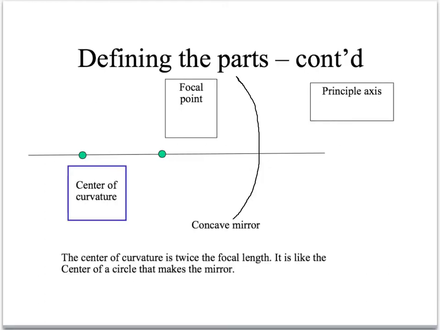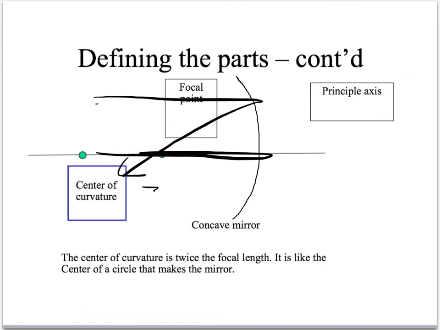So if we have a concave mirror, we call it that because light comes in this way, and it's caved in towards the light. If you see that, it's caved in, so it's a concave mirror. It has a focal point. And that's where all the light rays, if they bounced off, would bounce off as if they went through that focal point. So they'd be all focused in that spot.